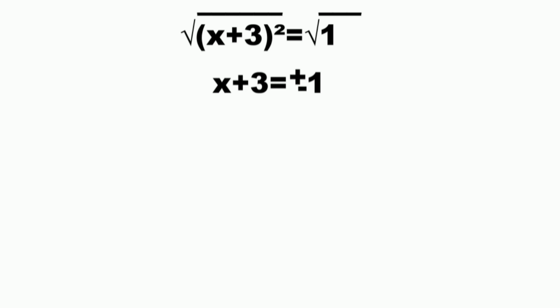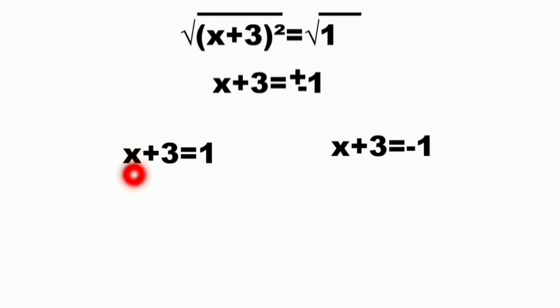Then from here, we can have the two values: x plus 3 equals positive 1 and x plus 3 equals negative 1. First, we are going to solve this part of the equation. x plus 3 equals 1. Transpose 3 to the right side of the equation. This becomes x equals 1 minus 3. This becomes a negative, so x equals negative 2.